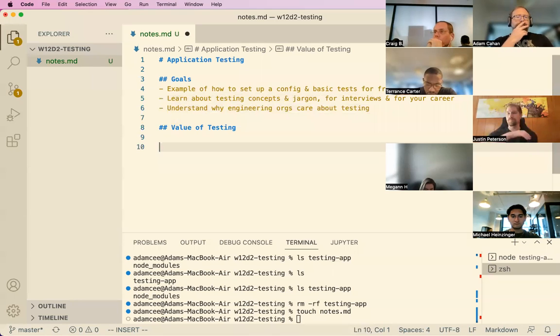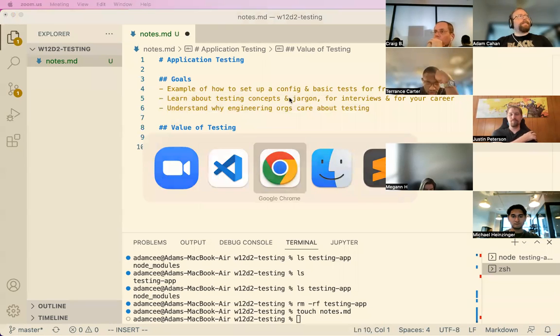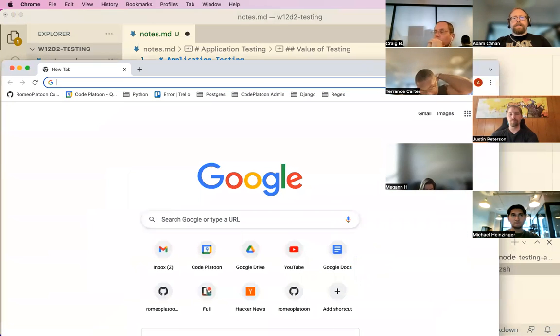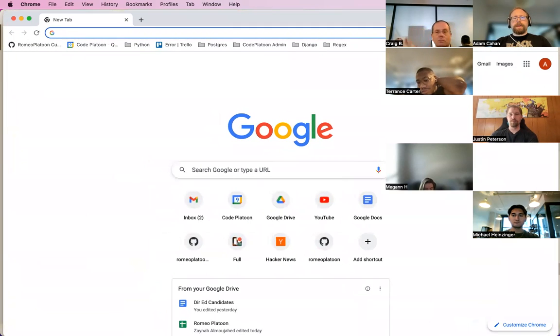So the value of testing, one way to demonstrate it would be, I'm going to quickly go to the Nordstrom's website. And we're going to pick out a feature on the Nordstrom's website and very briefly talk about it.